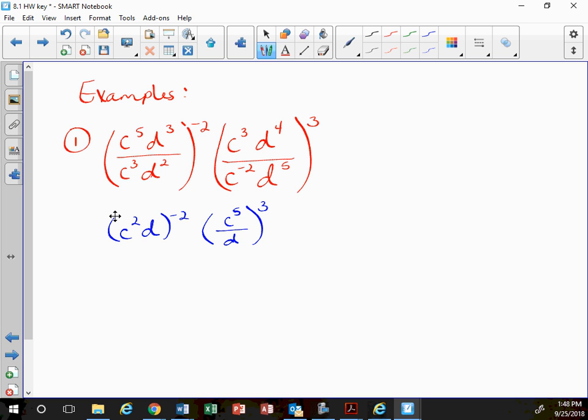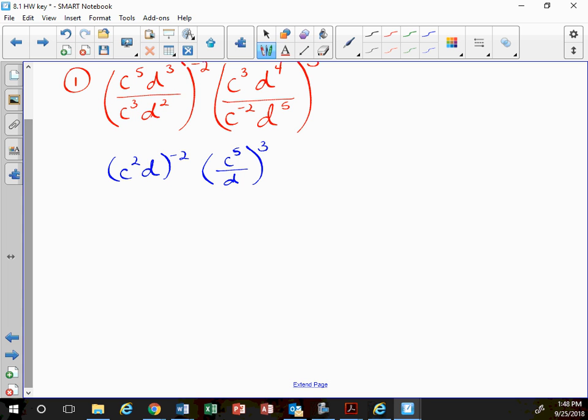You didn't have to do it exactly this way. There are different ways to get to the end. So if I multiply, that's really C to the negative 4th and D to the negative 2nd. Or I could just do 1 over C to the 4th, D to the 2nd. Are we okay with that? And this becomes C to the 15th over D cubed. Your final answer, whichever route you took, should be C to the 11th over D to the 5th.